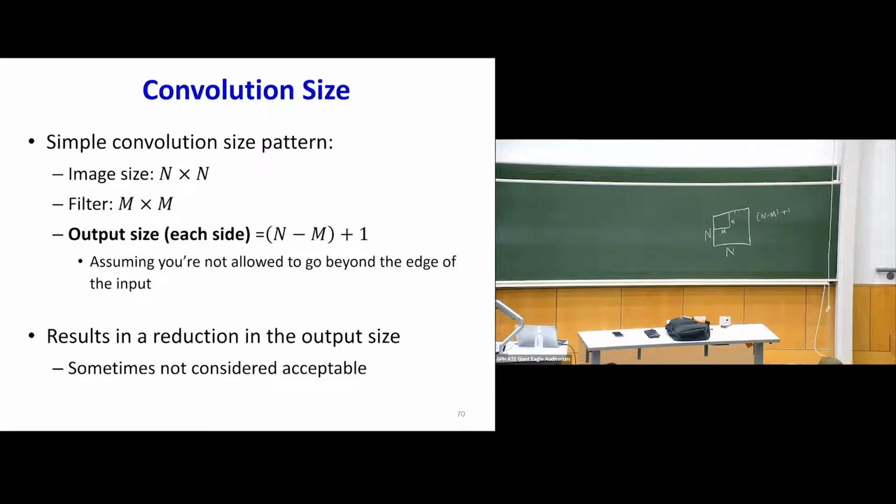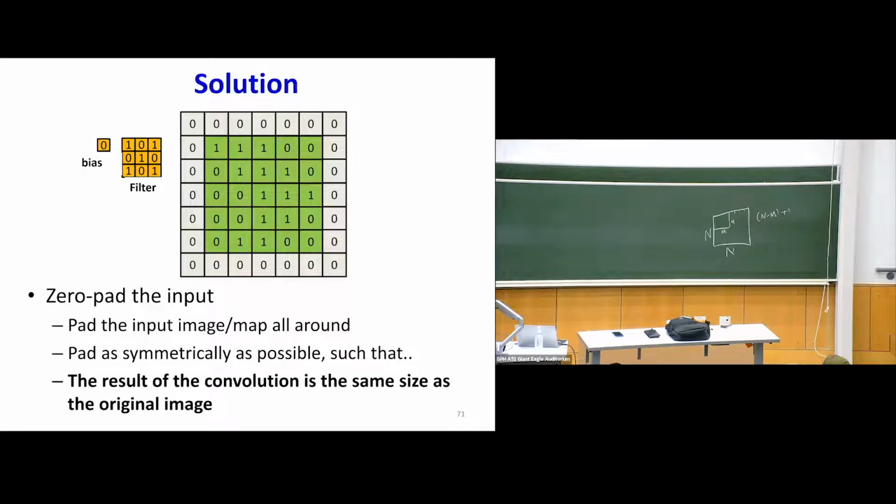And so this results in a reduction in the size of the output corresponding to the input. And sometimes you don't really want to do this. You just want to have a one-to-one correspondence so you can maintain the size. And to handle that, very often we just like to pad the input with zeros.